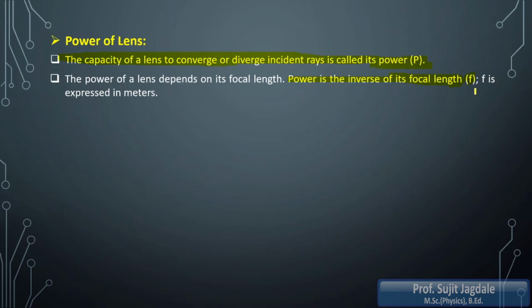Okay. So here we know that focal length is expressed in meters. Therefore the SI unit of power is referred to as the diopter, which is indicated by capital D. So the unit of power of the lens is diopter, capital D. We can define it mathematically: P is equal to 1 upon F, and you can calculate the value of 1 diopter also. 1 upon 1 meter is the value of 1 diopter.